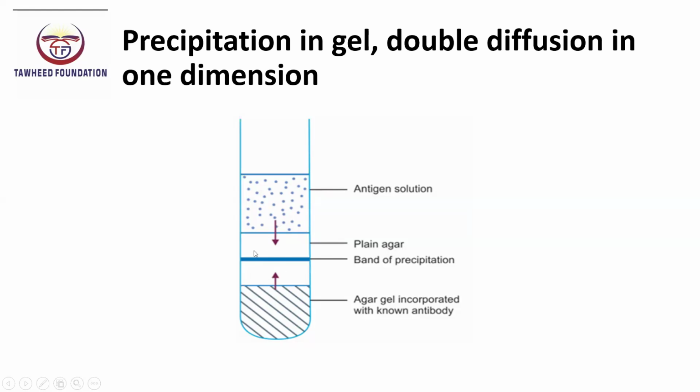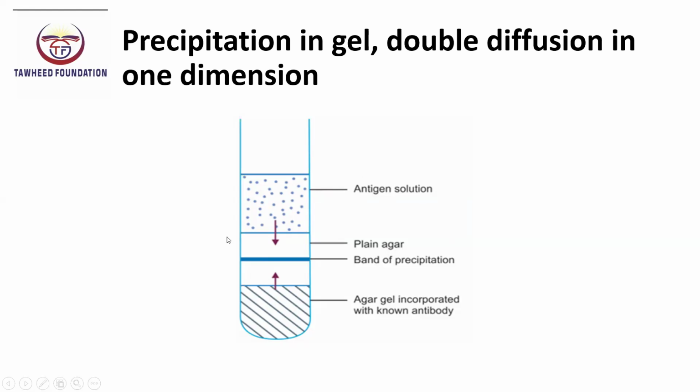This is called double diffusion because both the reactants are mobile, and one dimension, because the diffusion occurs only along a straight line between the two troughs. This method is useful for comparing multiple antigens or antibody samples. If you place several antigen samples opposite a single antibody trough, each will form its own precipitin line depending on antigen concentration and diffusion rate.